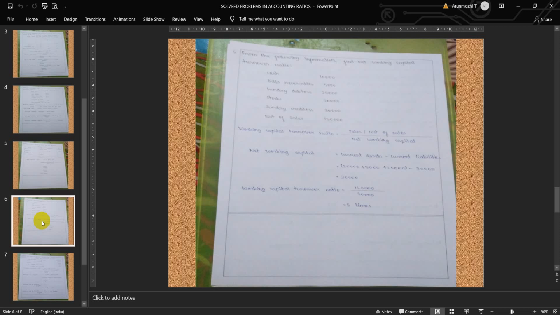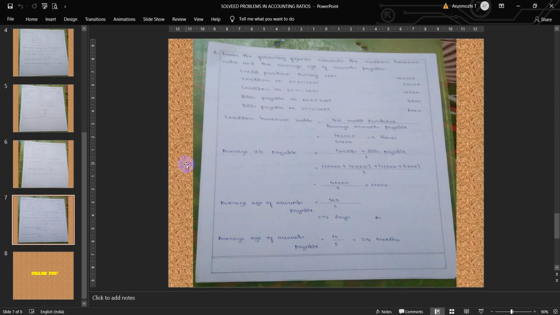When you simplify it, you get it as 30,000. Working capital turnover ratio, 15,000 divided by 30,000, you get 5 times.